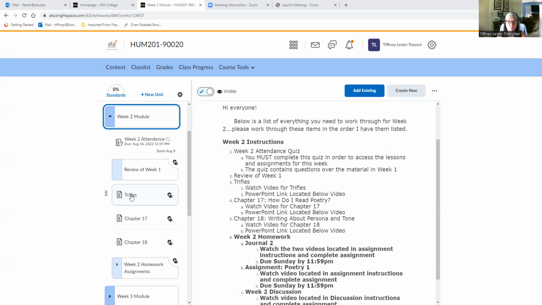Chapter 18 is super important. The information and the poems in that lesson go along with one of your assignments this week. So definitely make sure that you go through the lessons. Again, the Trifles follow-up, you'll need that information for the drama and poetry exam. The information in chapters 17 and 18, you'll need that to help you with the homework this week and for the drama and poetry exam in week 4.